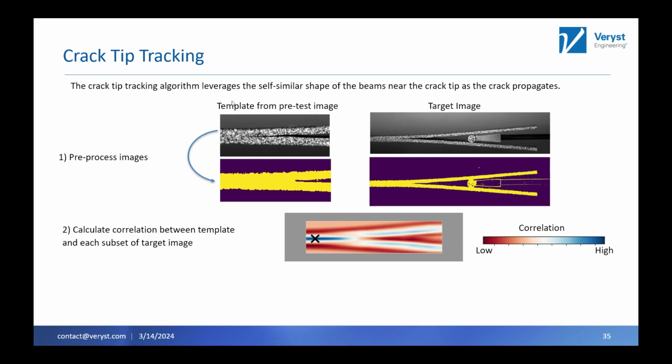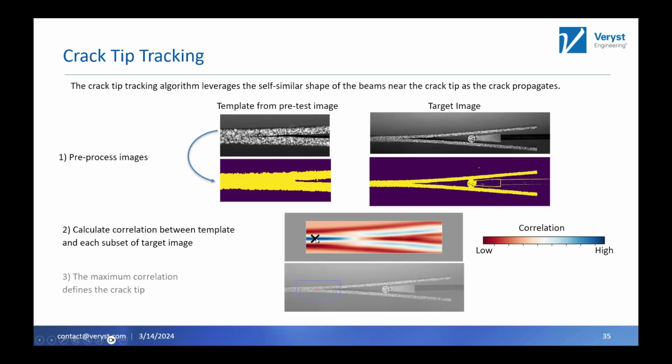And then as we do that template matching procedure to calculate the correlation between this template and each subset image of the target image, we identify the maximum correlation point, and that's where we identify the crack tip. Not exactly the crack tip, as we just discussed, our conservative estimate of where the crack tip is, but using that template matching procedure, that's how we track the approximate position of the crack during the test.